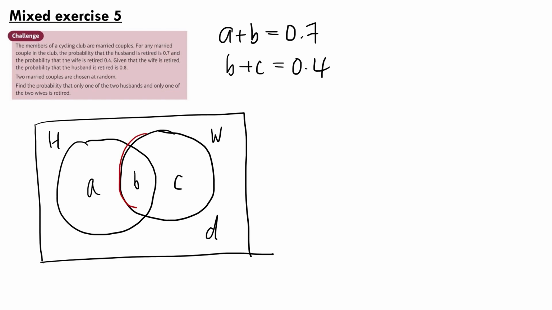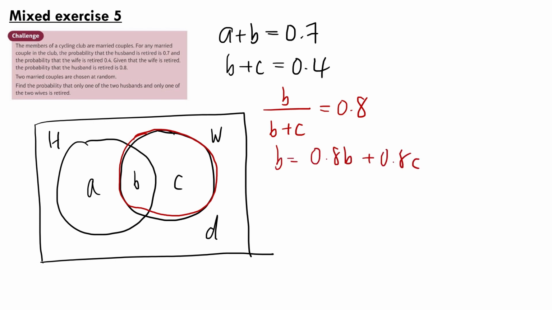So we know that the wife is retired, so we only need to look at this circle here. And so the probability that the husband is retired is B over the entire circle, so B plus C. And we know that that is equal to 0.8. Don't worry if you don't quite get that step, because you'll learn more about conditional probability in year 2 statistics. So rearranging, we get B equals 0.8B plus 0.8C, so 0.2B is equal to 0.8C, and therefore B is equal to 4C.